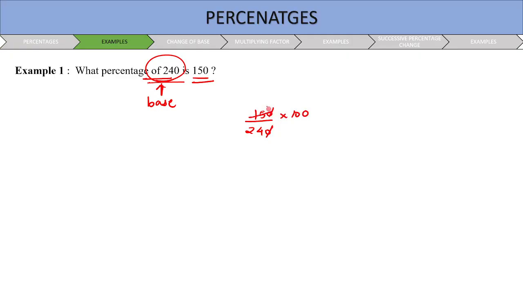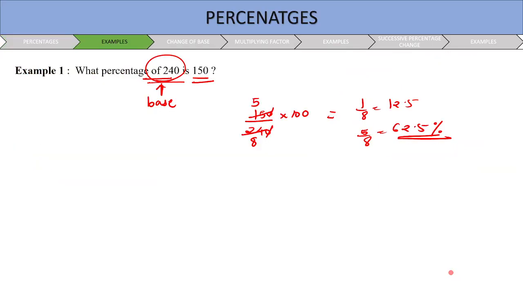So 150 by 240, this will be 5 by 8. We know 1 by 8 is how much? It's 12.5. So 5 by 8 will be around 62.5 percentage.